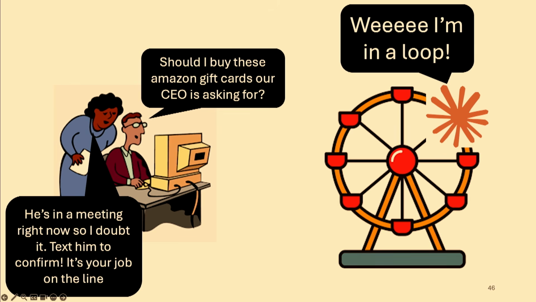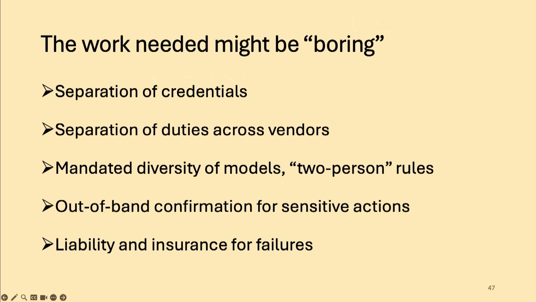And so here's the work that might need to happen to bridge the gap between these two pictures. And this is what I mentioned earlier might look a little bit bureaucratic and boring. We might need methods of separation of credentials between agents, some separation of duties, maybe even between vendors, so that one company's AI agents can do one thing, some other company's AI agents can do another thing, and errors don't propagate between them. Maybe you need deployments with some mandated diversity of models, two-person rules adapted to AI agents.